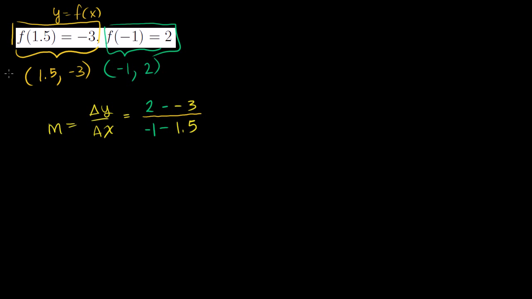So this is going to be equal to 2 minus negative 3. That's the same thing as 2 plus 3. So that is 5, over negative 1 minus 1.5, which is negative 2.5. And 5 divided by negative 2.5 is equal to negative 2. So the slope of this line is negative 2.